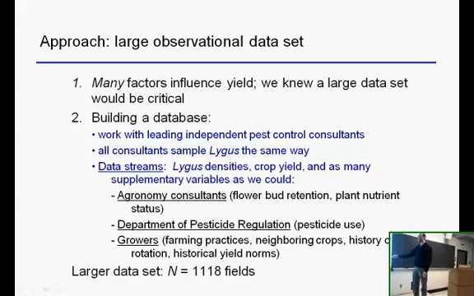So from agronomy consultants, we got information about flower bud retention, we got information on plant nutrient status. From the Department of Pesticide Regulation, which maintains this beautiful online database, we got information about pesticide use. From the farmers, we got all sorts of information about their farming practices, neighboring crops, history of crop rotation, which I've already mentioned, and the historical yield norms, which is crucial for this study.